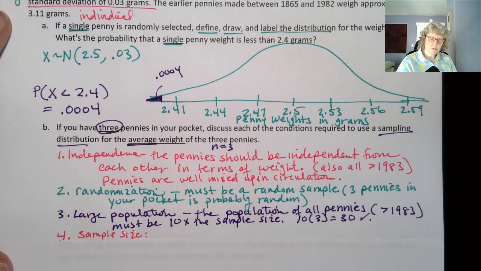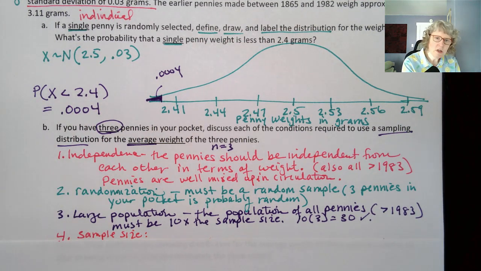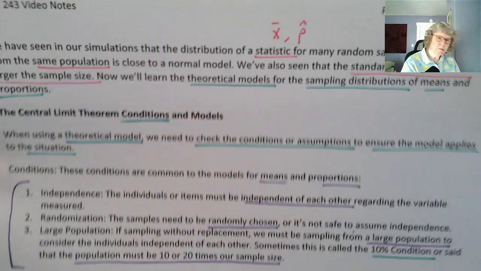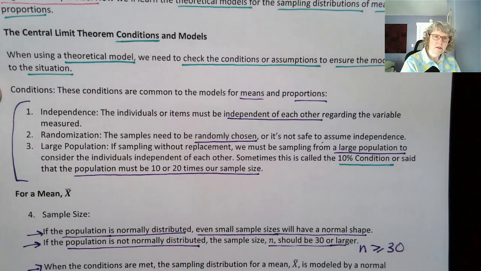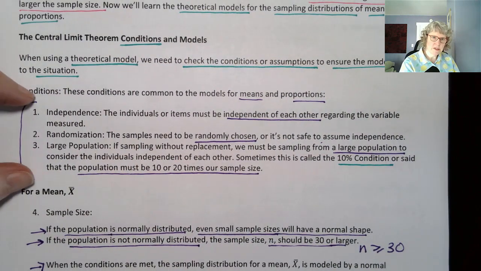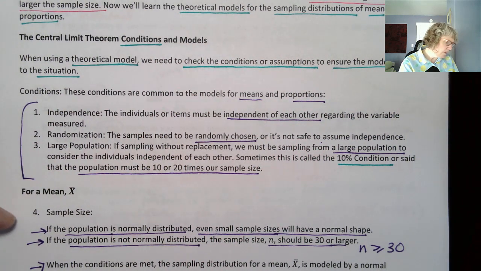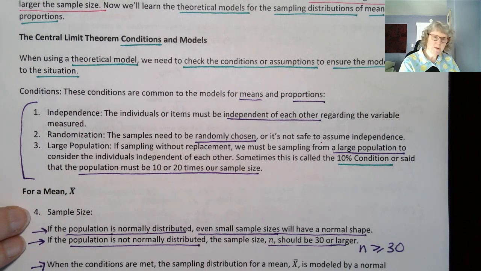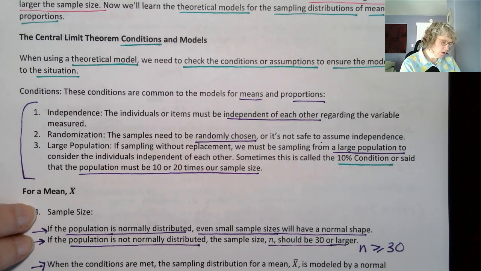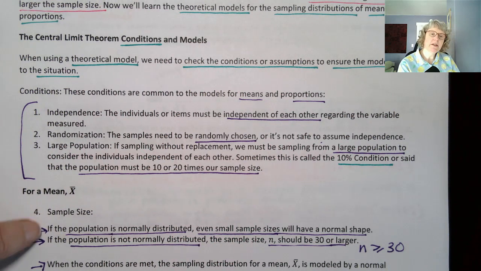Okay, and I'm going to bring the notes over for this one because there are 2 conditions, or 2 possibilities, for this one. So remember, here's our first 3 that we did: independence, randomization, and large population. And then the sample size for a mean, since we have a quantitative variable, the weight of pennies, it depends on what your population is.